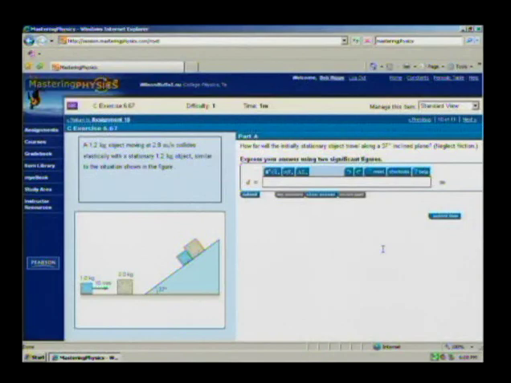This one, of course. Now look at the way they said this. This is collides elastically. It's an elastic collision. Does this look like an elastic collision to you? They made a mistake.